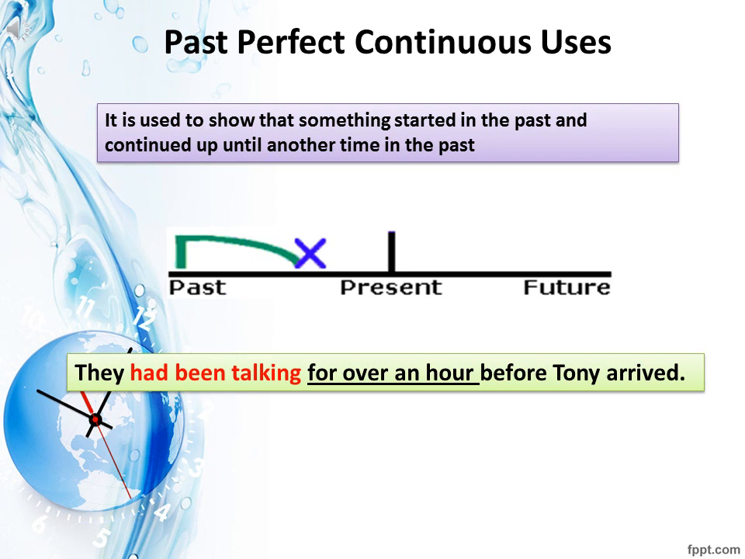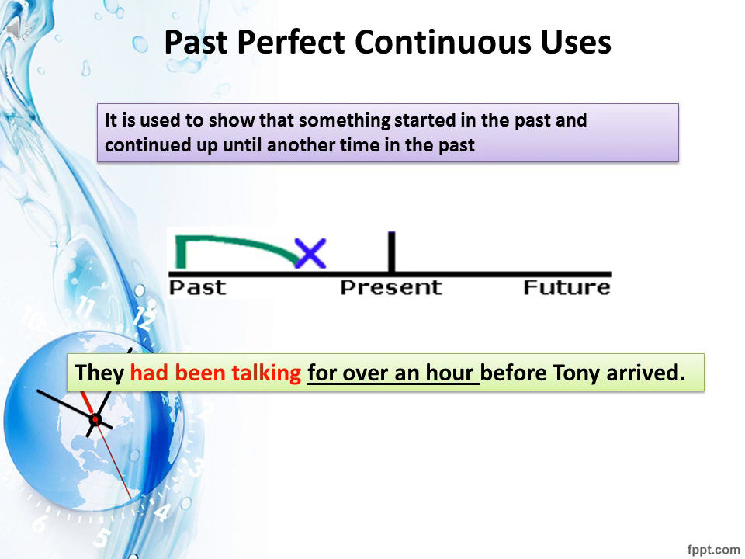Okay, now let's see the use of the past perfect continuous. It is used to show that something started in the past and continued up until another time in the past. Let's look at the diagram. We see the green arrow across past, present, future: an event that started in the past and continued until the blue mark, which indicates a specific time in the past. This is the use of past perfect continuous tense.